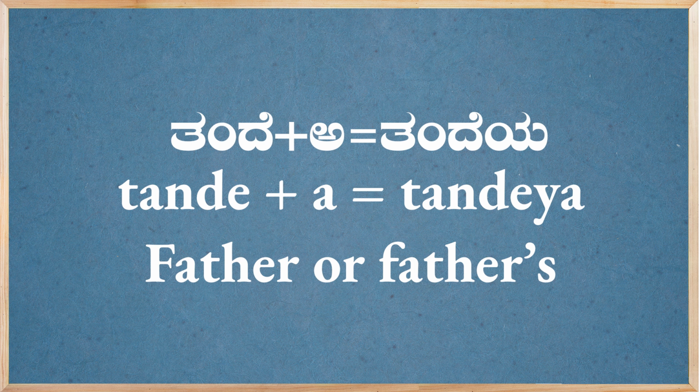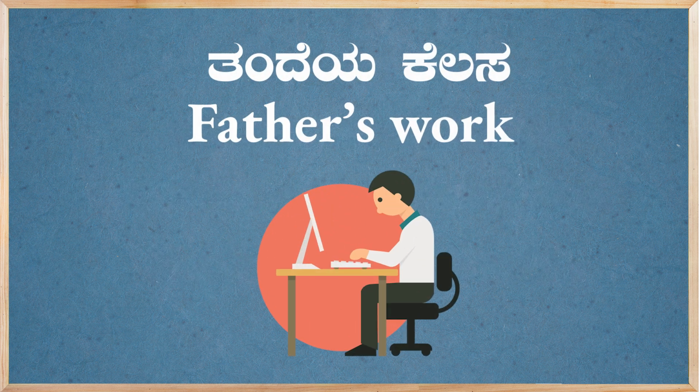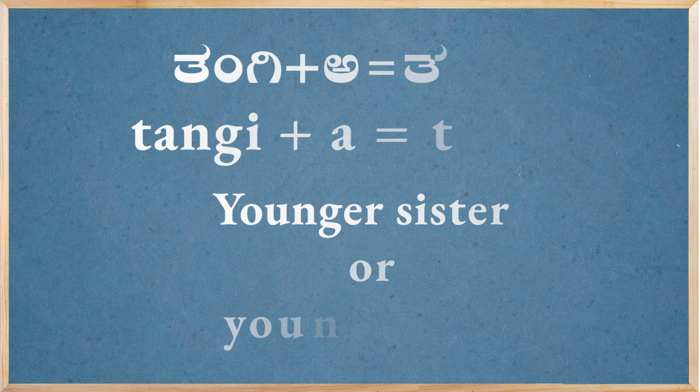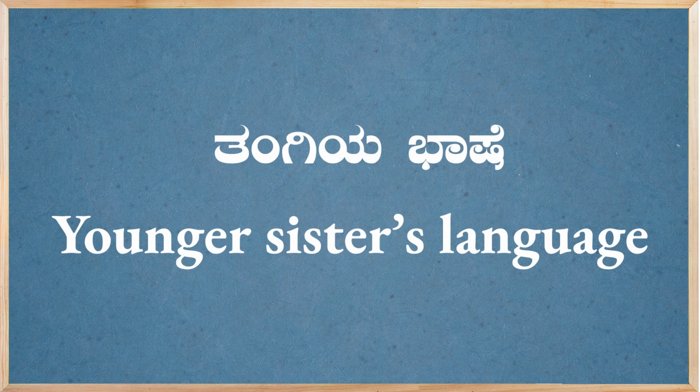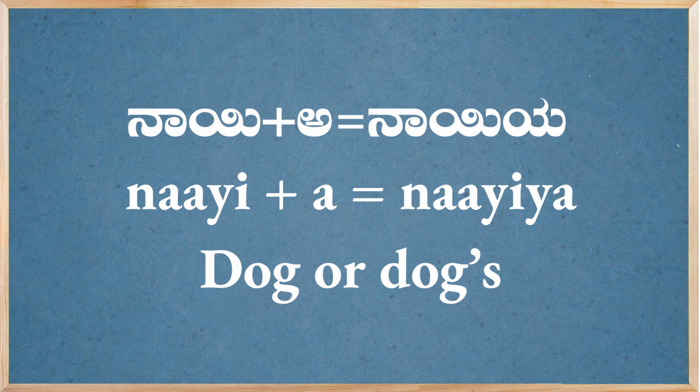Let me give you an example in a sentence. Tandeya kelasa. Father's work. Likewise, Tangi plus a becomes Tangiya. Tangiya, meaning of younger sister or younger sister's. Tangiya bhashe. This is an example in a sentence. Tangiya bhashe, younger sister's language. Next, we have one more example. Nai plus a becomes Naiya.